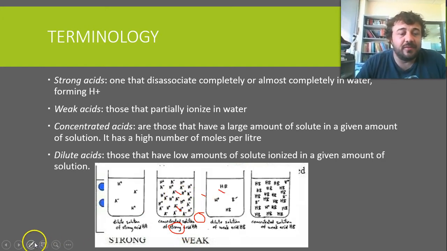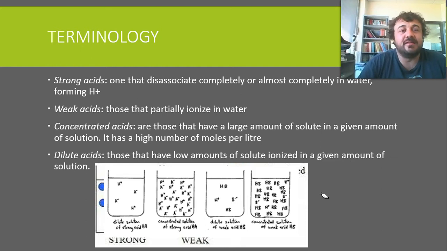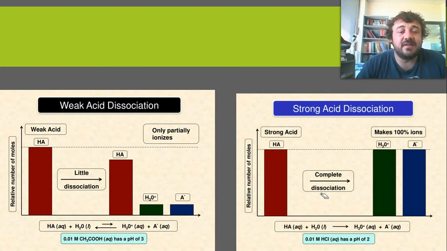And just as an example, we can use our eraser. Here we have a strong acid and a concentrated strong acid. So dilute strong acid, concentrated strong acid. A dilute weak acid, and we've still got the HB, and here we've got a concentrated weak acid. And you can see that there are still some H's and B's in there separate. This is a good way of looking at it.